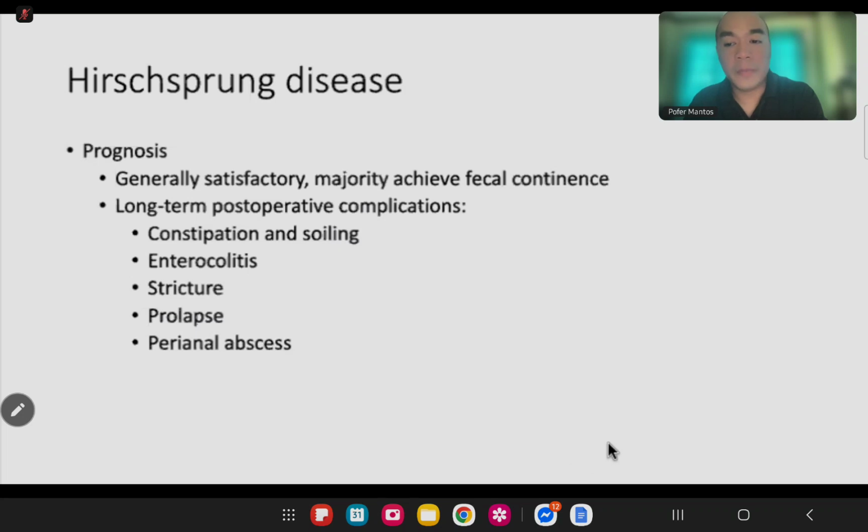So follow-up is really, really important, no? Especially in the first few months postoperatively.